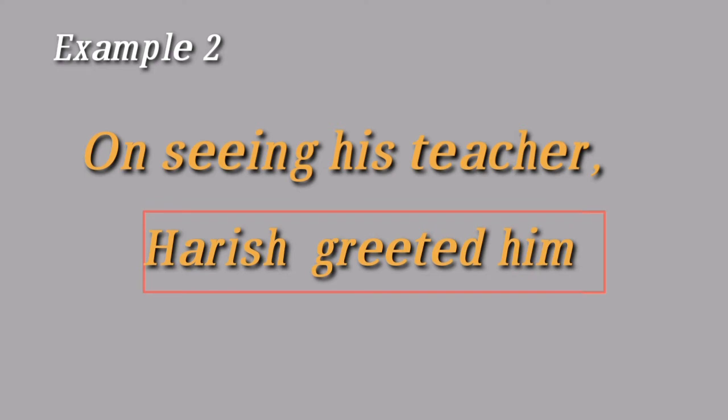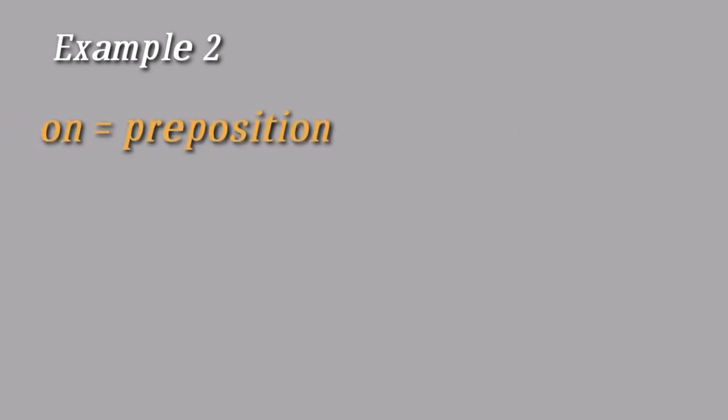We shall see the next sentence as an example. On seeing his teacher, Harish greeted him. The first part is on seeing his teacher. The second part is Harish greeted him. On seeing his teacher gives an incomplete sense. But the second part with the subject and the finite verb gives a complete meaning.